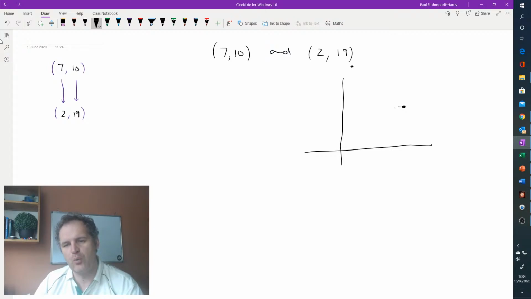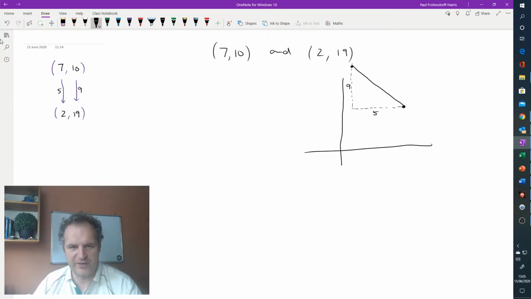So if I draw a dotted line here and a dotted line here, in order to find this distance, we just need to know what the change in the side is. And I think that's changed by 5. Yes, it's gone left, but it doesn't matter. It's 5 squares. This one has gone 9, so it's 9.